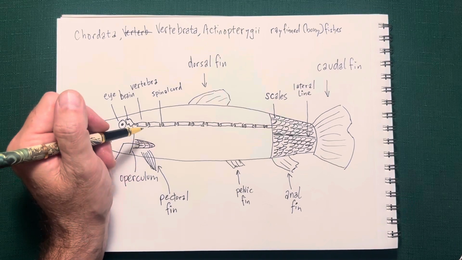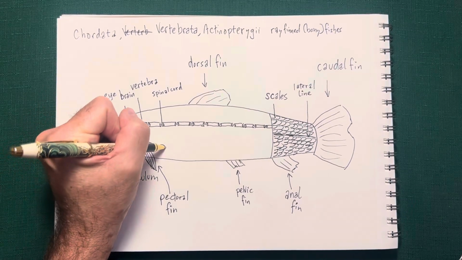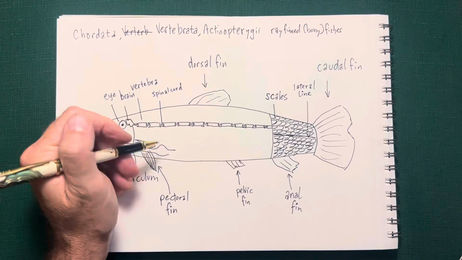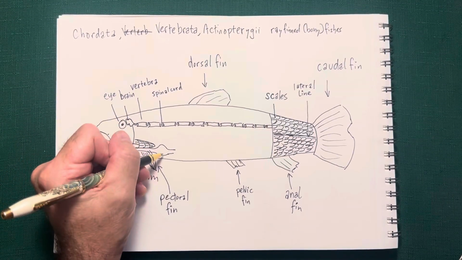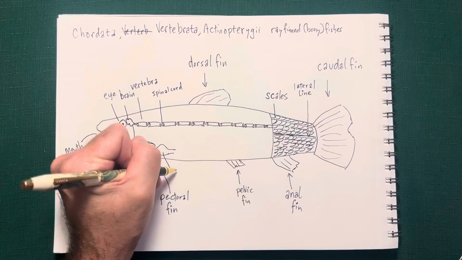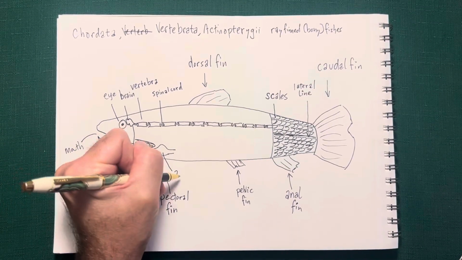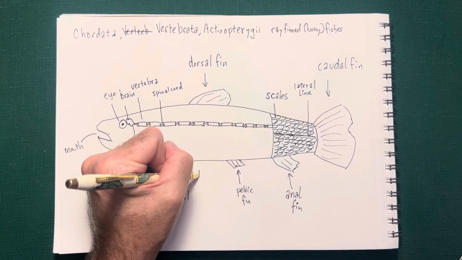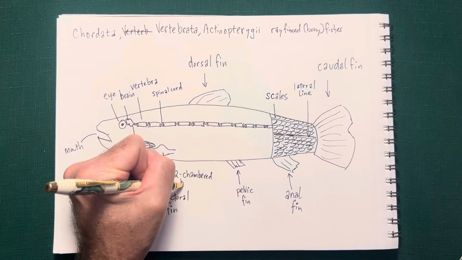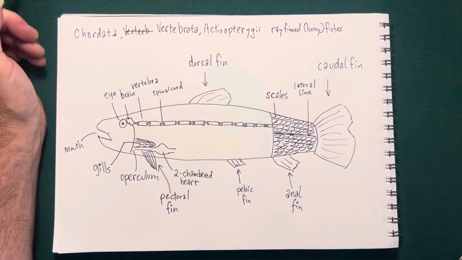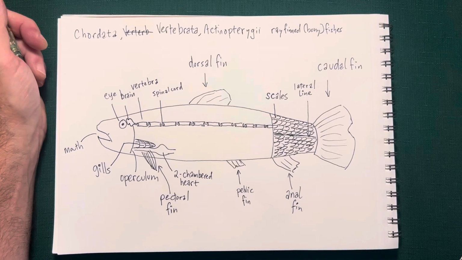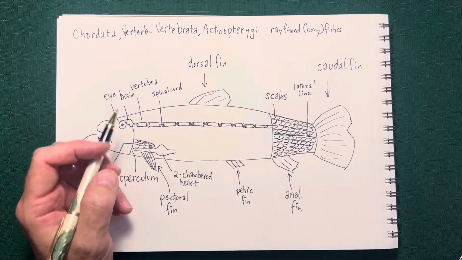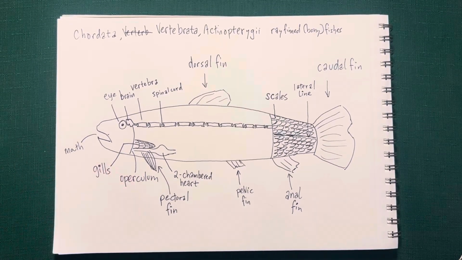Okay, let's see. What else are we going to put in the side of our fish here? Well, it's got a closed circulatory system. And that closed circulatory system means that we've got a heart, which in our fishes is a two-chambered heart, one atrium, one ventricle, and we'll draw that separately in another picture. But we've got a two-chambered heart, one atrium, one ventricle for pumping the blood through that closed circulatory system.